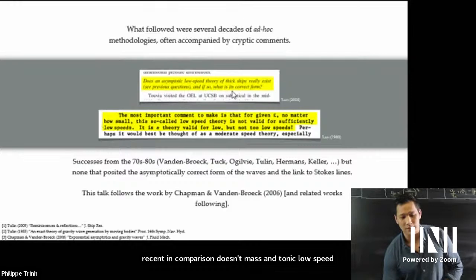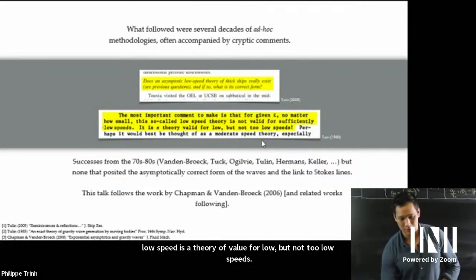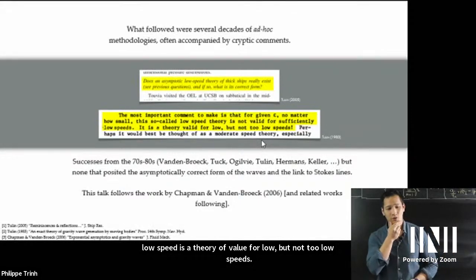And if so, what is its correct form? And then another 1983 paper by Tulin. The most important comment to make is that for a given epsilon, no matter how small, this so-called low speed theory is not valid for sufficiently low speed. It is a theory valid for low, but not too low speeds. Really confusing what that means. How can something be valid for low but not too low speeds?